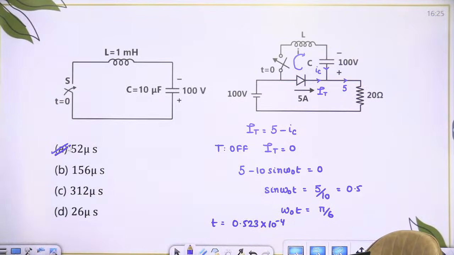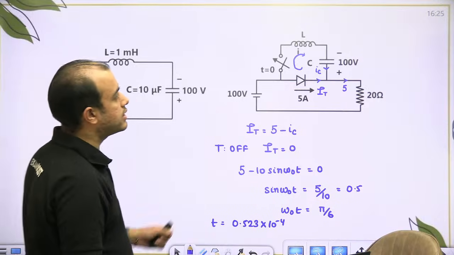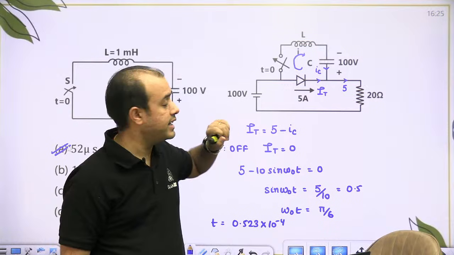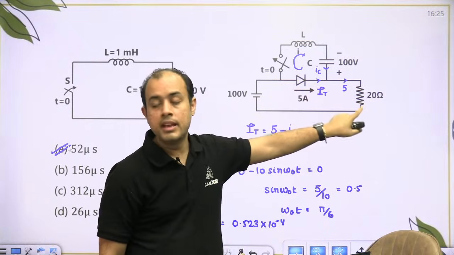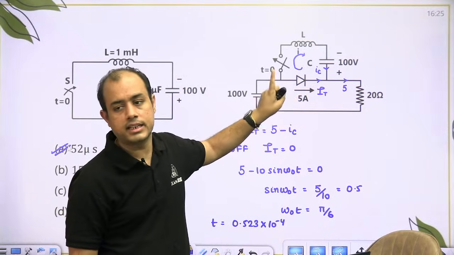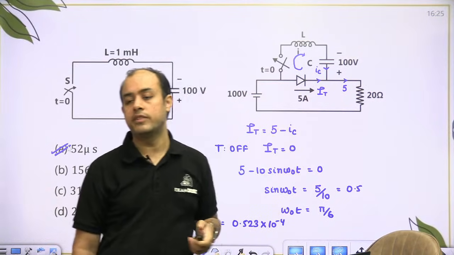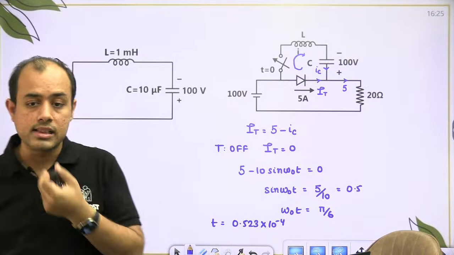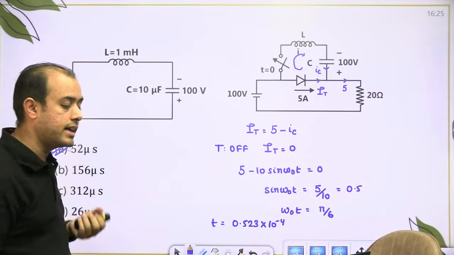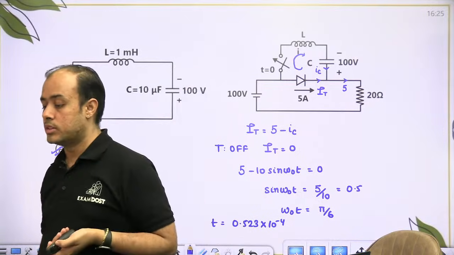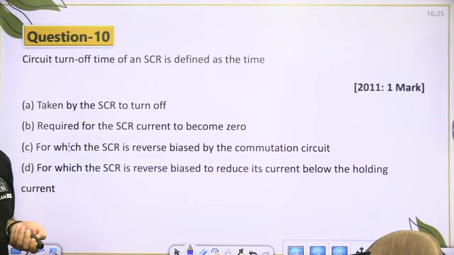So basically, I derived the Thyristor current in terms of the load current. Why is load current 5? 100 by 20. If my SCR is conducting, SCR will be shorted. So 100 by 20, load current will be 5. So the total Thyristor current contains load current and capacitor current. When the net current becomes 0, then my Thyristor turns off.